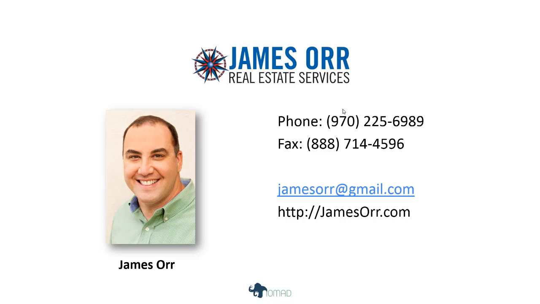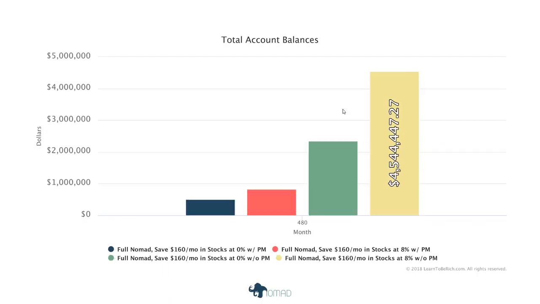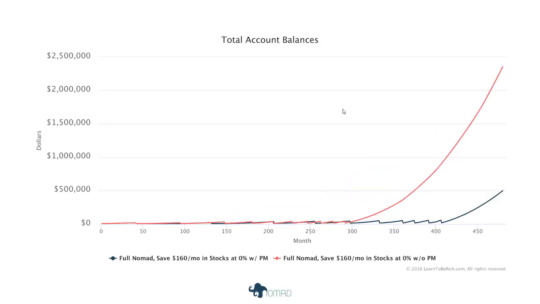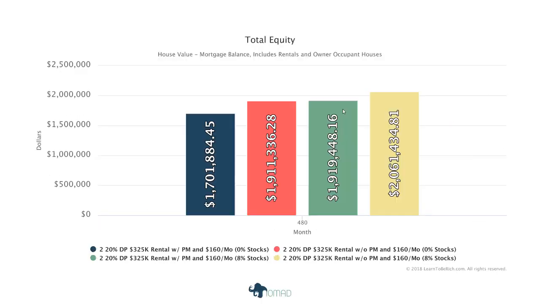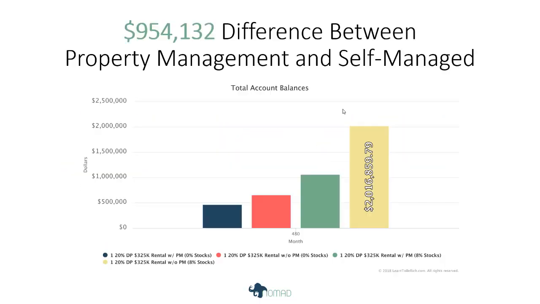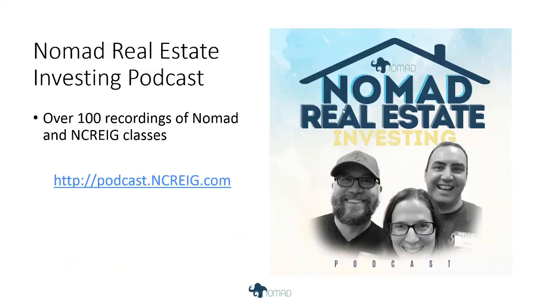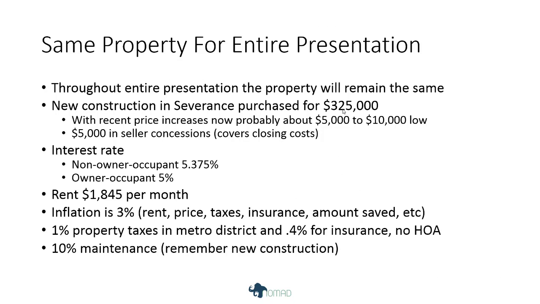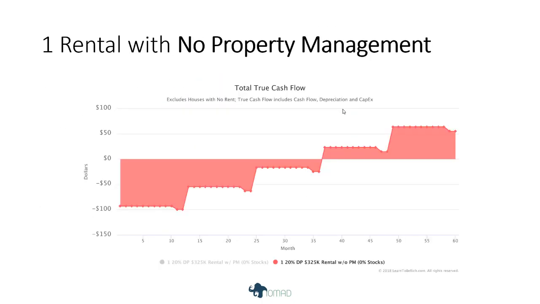Any other questions? So what was the original cash flow on this property? It was negative. How much? With no property management, how much? It was negative $80 a month, including depreciation. Okay, so including depreciation. Yes, so true cash flow.